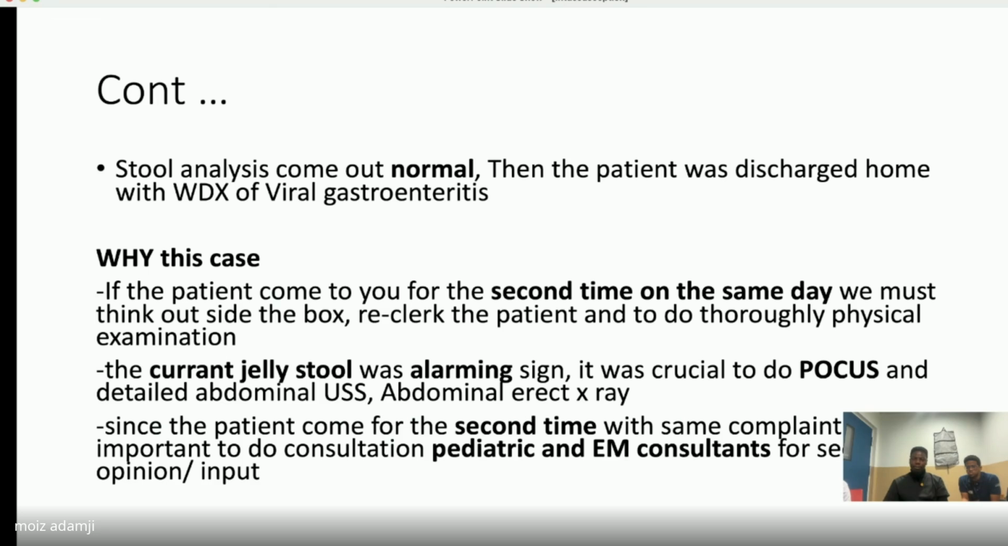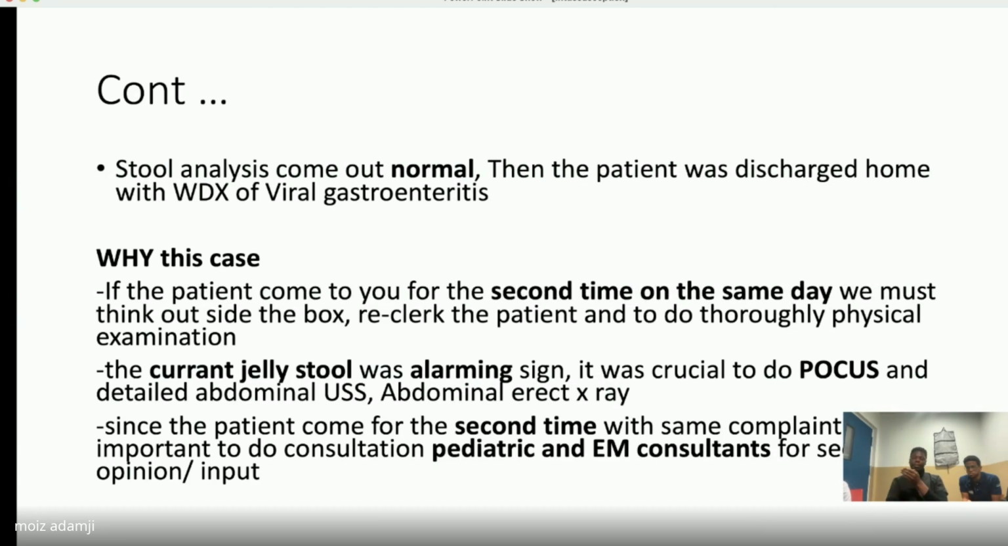So why did we choose this case? Because if the patient comes to your facility for the second time on the same day, we must think outside the box. It's very crucial to re-examine the patient and do a thorough physical examination. And the red flag here was that we missed the currant jelly stool. It was an alarming sign. So it was very crucial to do a point of care ultrasound and a detailed abdominal ultrasound and an abdominal X-ray for this patient because of that currant jelly stool.